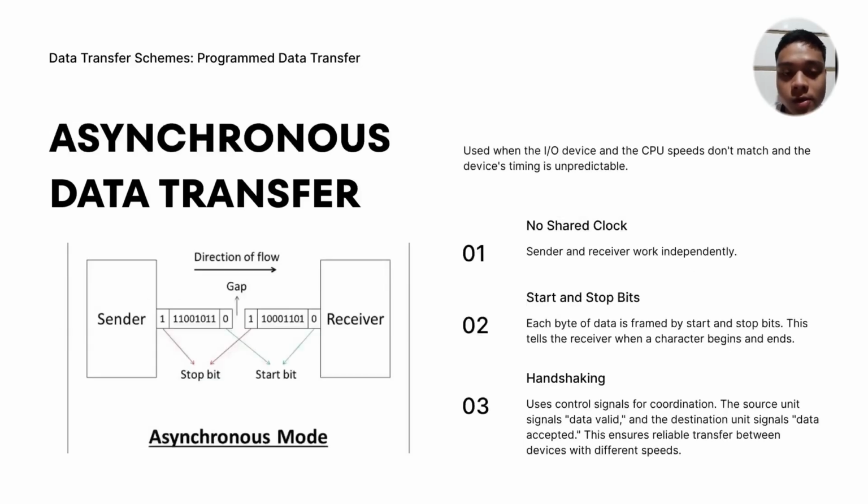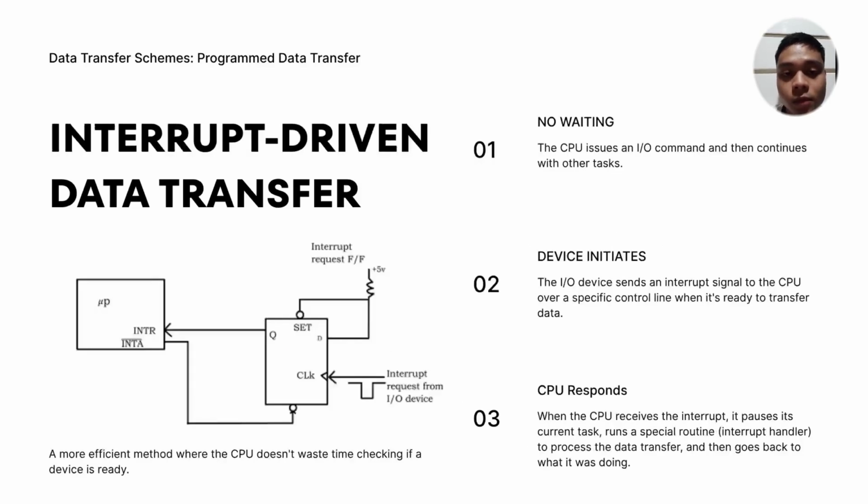Next is asynchronous data transfer. This is applied when the speed of the input-output devices and the microprocessor do not match, and when the device timing is unpredictable. Since there's no shared clock, it relies on a handshaking process where each byte of data is framed with start and stop bits. This tells the receiving device exactly when a piece of data begins and ends, ensuring a reliable transfer even with speed differences. And lastly, we have interrupt-driven data transfer.